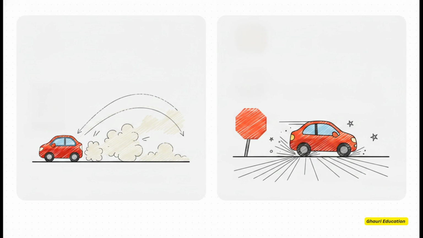If an object starts from rest, that initial velocity u is 0, instantly shrinking equation 1 down to just v equals at. On the flip side, if an object stops entirely, final velocity v becomes 0, completely changing the algebraic layout. It just simplifies everything.